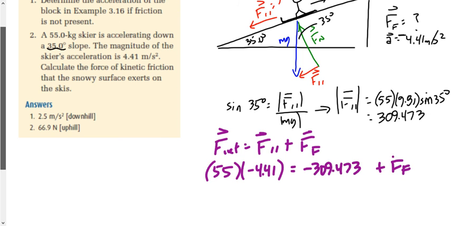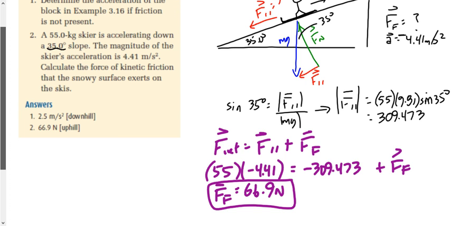There we go. Solving for a different variable than we usually solve for, that doesn't matter. We set it up exactly the same way, right? 55 times negative 4.41 is going to give me negative 200 something. When we add 309, we're going to get positive 66.9. Which means since we defined down the hill as negative, that positive value means up the hill, right? You could write in the words up the hill, or you could just leave it as positive if we defined down the hill as negative.